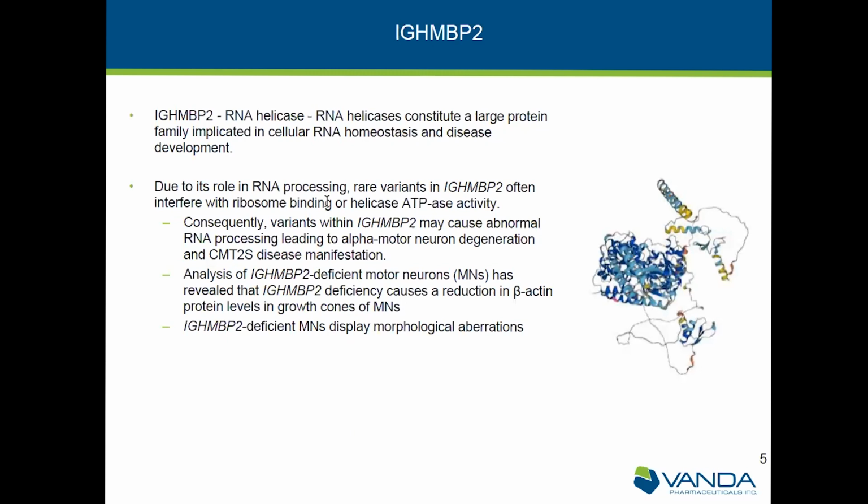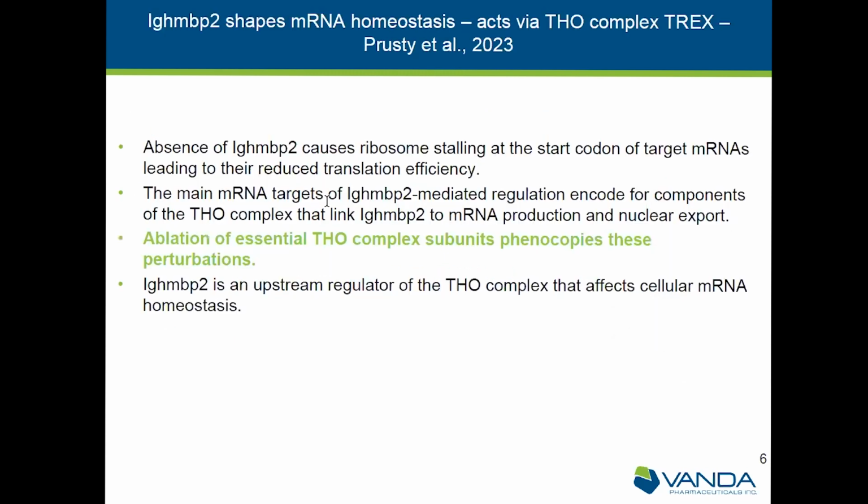To remind everyone, although I'm sure you know a lot about IGHMBP2, it belongs to a helicase family implicated in cellular RNA homeostasis and disease development. IGHMBP2-deficient motor neurons display morphological aberrations, and I'm going to go into these in more detail in a moment. There was a recent work on IGHMBP2 by Prusty et al. that has shown that it shapes mRNA homeostasis and likely acts via the exon junction complex, and ablation of essential exon junction complex subunits phenocopies these perturbations, which is really interesting for a group studying IGHMBP2.